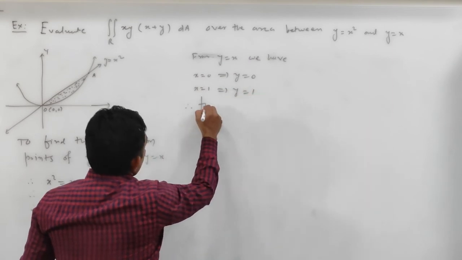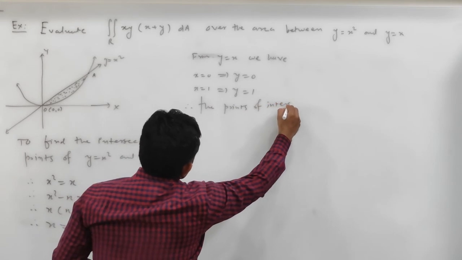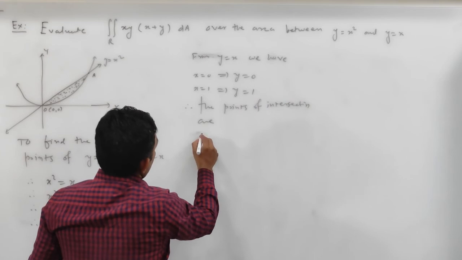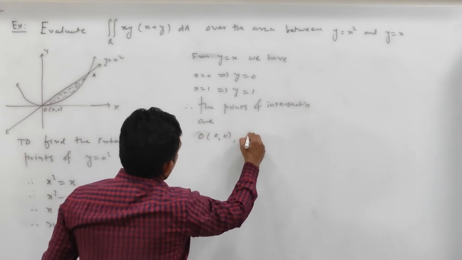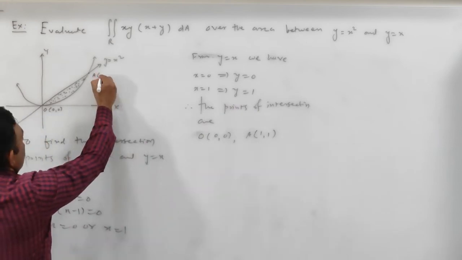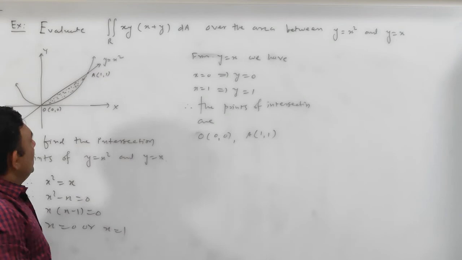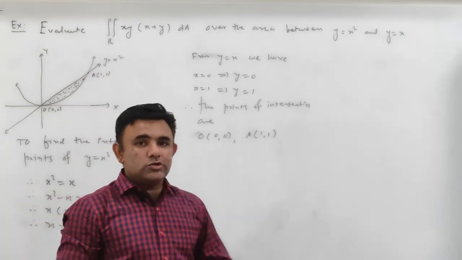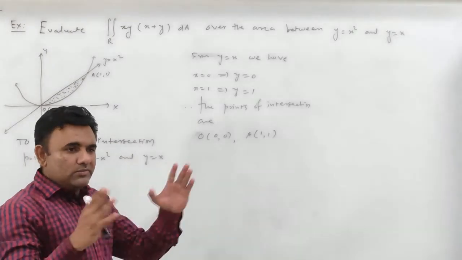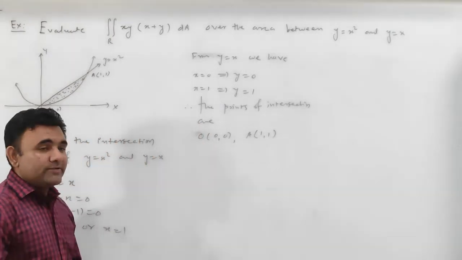So therefore the points of intersection are O (0, 0) and A (1, 1). So the coordinates of A are (1, 1). So I hope this is clear. It is simply the intersection points of two curves, and to find that you just solve the two equations of the corresponding curves and you will get the point of intersection.